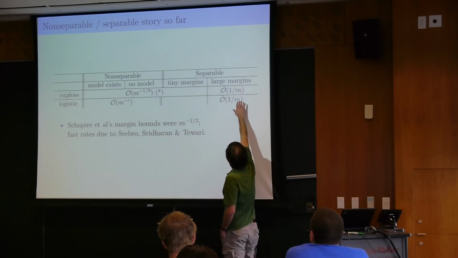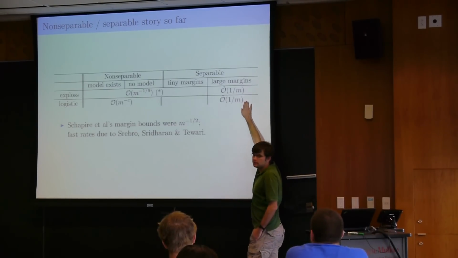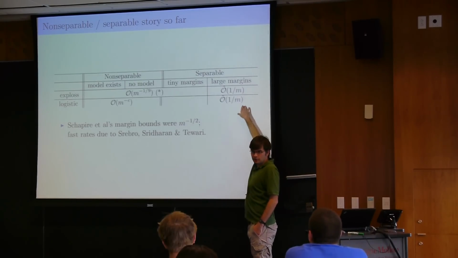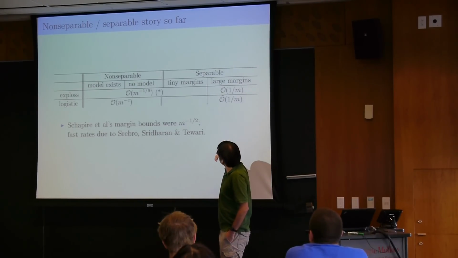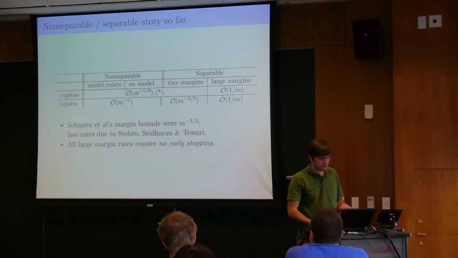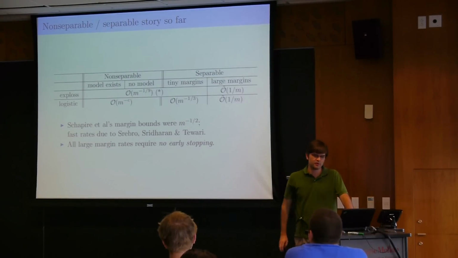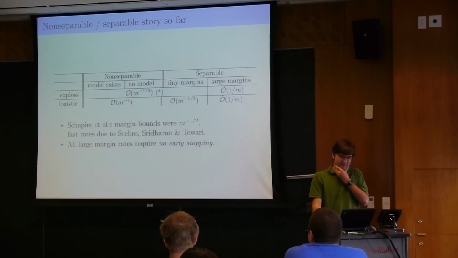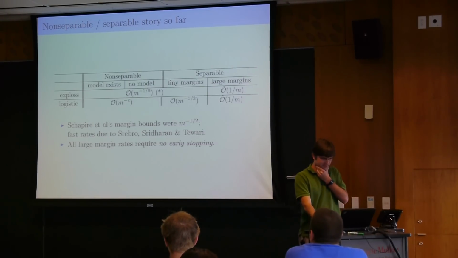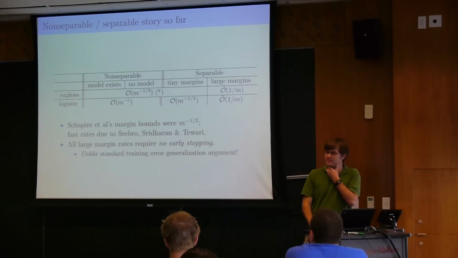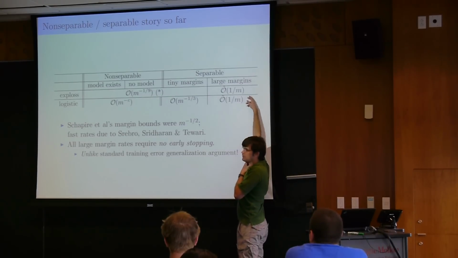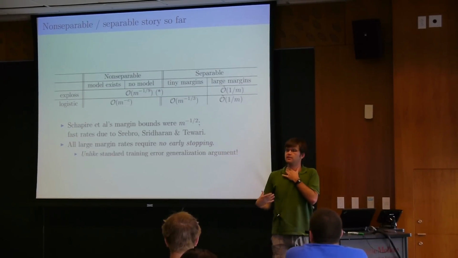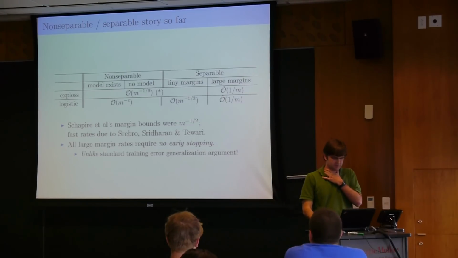But what's really nice is that when you do have good margins, you get a very good rate. This is better than anything we wrote in that other table. And in the tiny margins case for logistic loss, you can prove an m to the minus 1/3 rate, but I won't tell you how. It is a very different proof from the earlier one we gave, but you can do that. The interesting thing here is we have no stopping condition. We don't need to artificially constrain the capacity. The margins will do it for us.